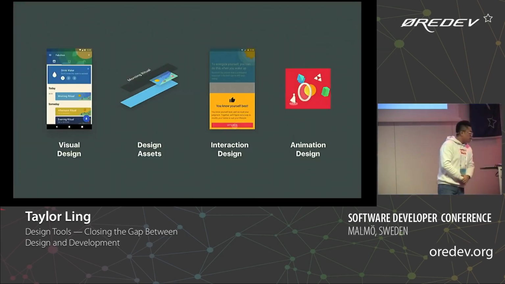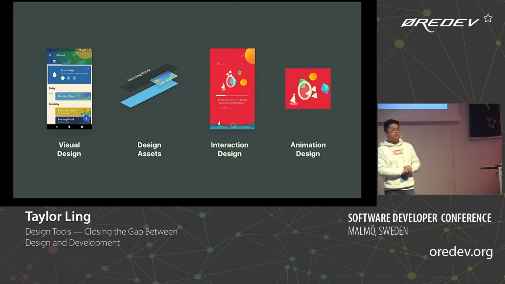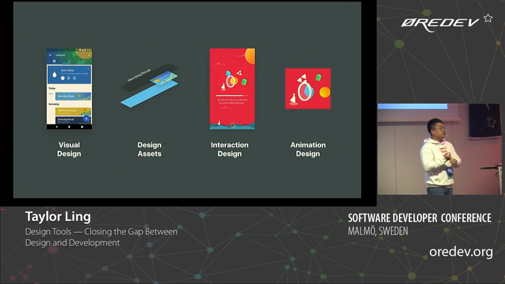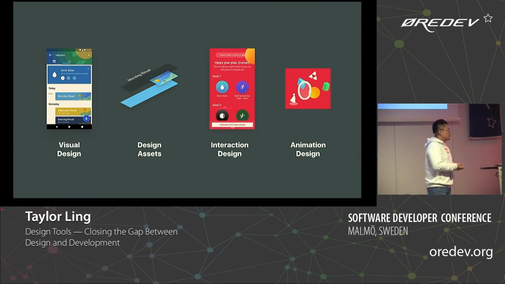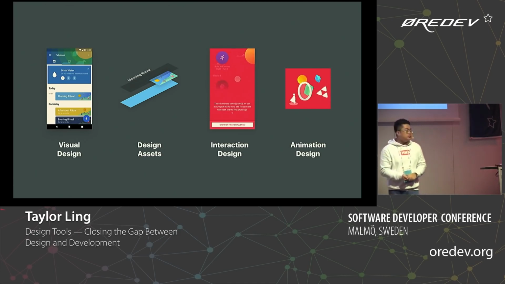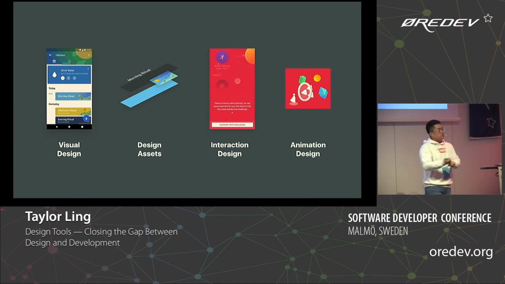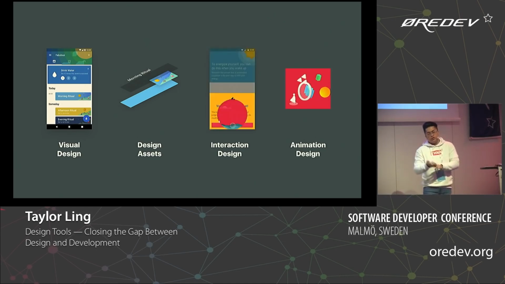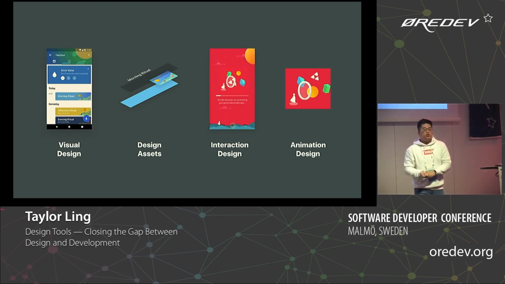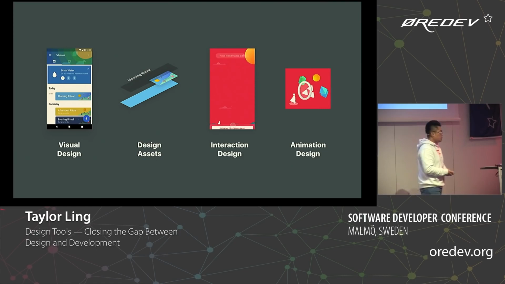So just a recap, I've covered the things that you can expect from designers, a lot of things. Visual designs, screen designs in correct sizes, design assets, everything provided for you in proper formats. Interaction design, showing you how the screen transition works, how certain elements should be animated, and also animation design. So they provide you all the JSON files, all the animation that you should use.